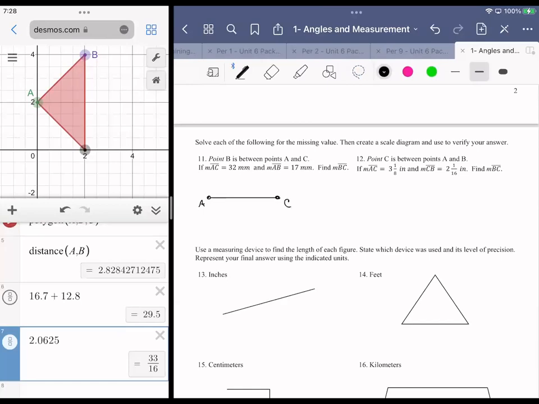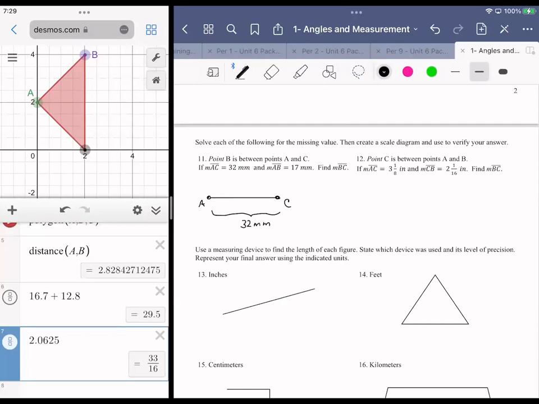And point B is somewhere in between. I don't know where, so I can really just put it anywhere. But they do give me measurements. They tell me to measure from A to C is 32 millimeters. And A to B is 17.